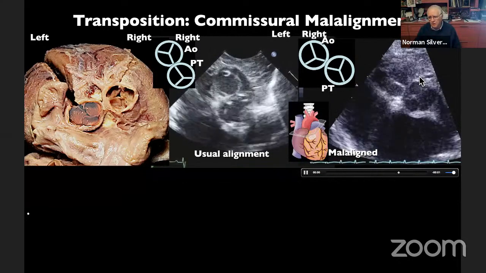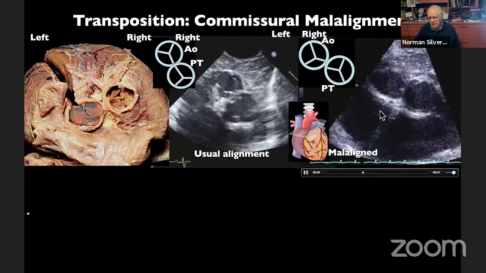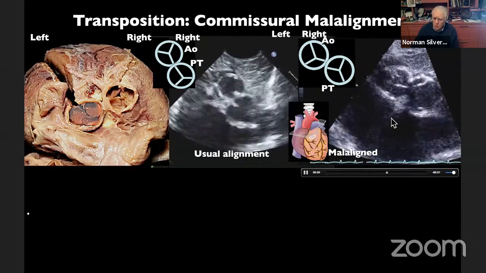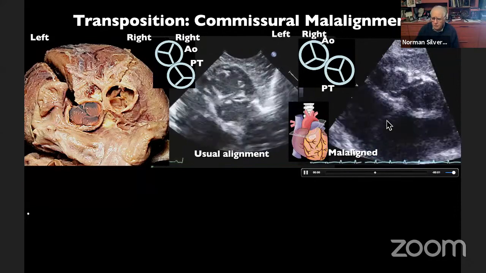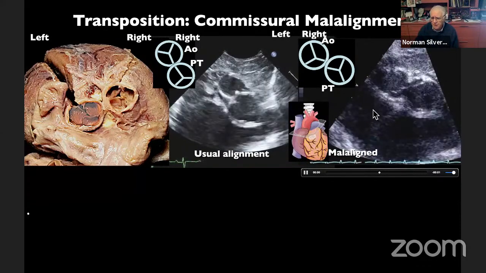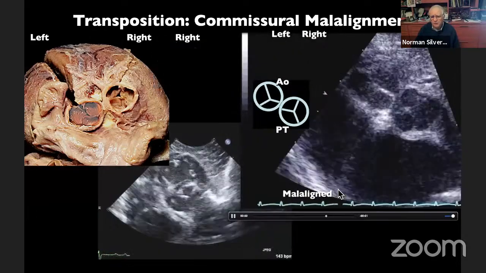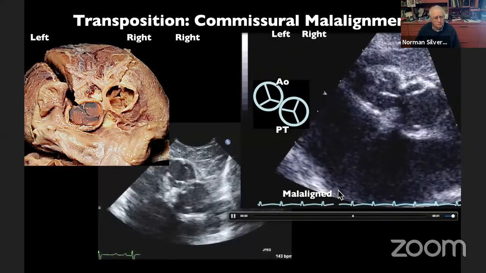And here's the coronary artery coming in here and here. These are not associated in this particular example with an intramural course. You can see very clearly that this is not intramural. And when we zoom in on this, you can see that as well.